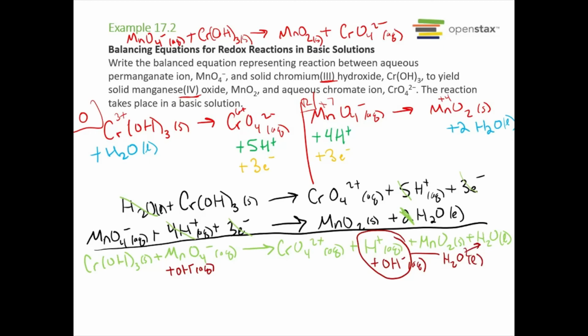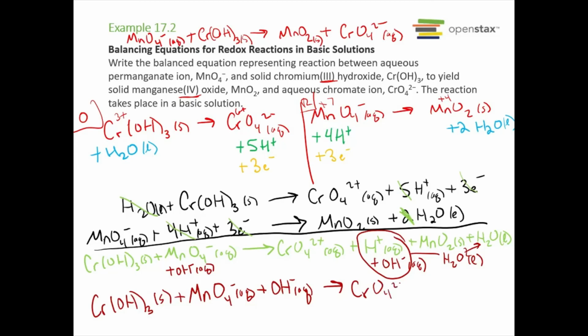So now rewriting our overall reaction, we have CrOH3 plus MnO4 minus plus OH minus, we just added that, gives us CrO4 2 plus MnO2 solid plus 2 waters, since we added those two together. And that is going to be our final reaction balanced in basic solution.